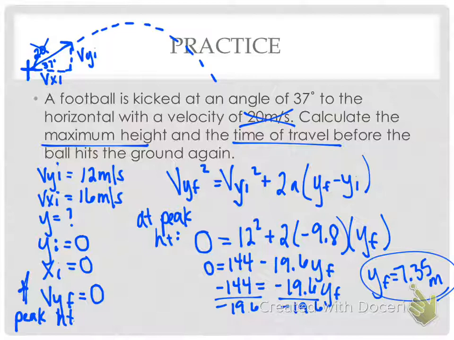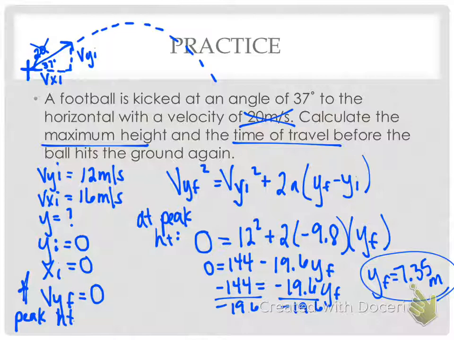Okay, the second part asks us to solve for the time it takes before it hits the ground again. So does that mean we're solving for time to peak height, or we're solving for total time? Total time. Okay. Now there's two ways to do this. Do you remember when we did original kinematics that you could do a shortcut method, which means solve to peak height and then multiply by 2? We can do that here as well.